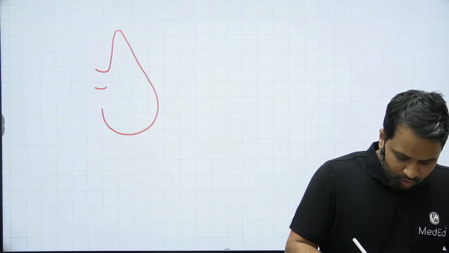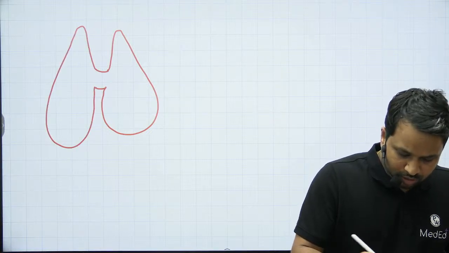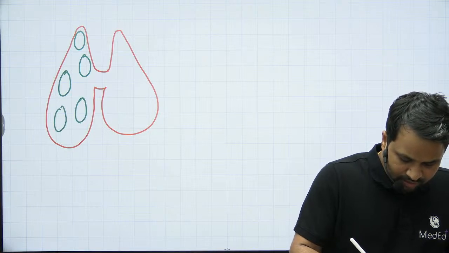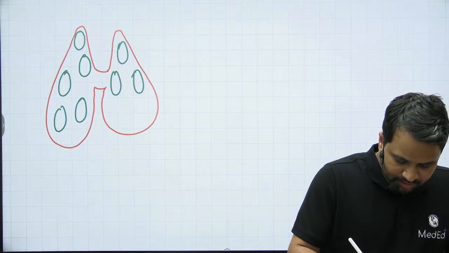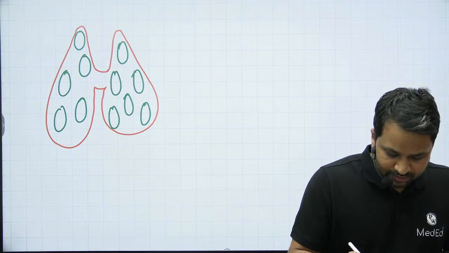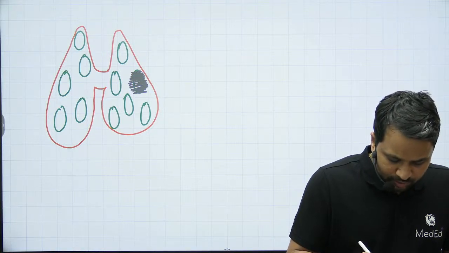Let's say this is the normal representation of the thyroid gland. Just for the sake of understanding, I'm going to draw these follicles. Let's say these are the follicles that are present, and a few of the follicles are ruptured and fibrosed. So let's say this is the follicle that is ruptured and this is going to get fibrosed, right?